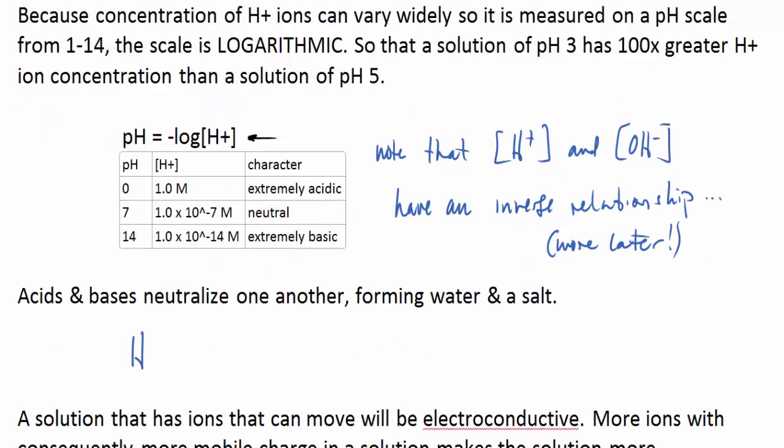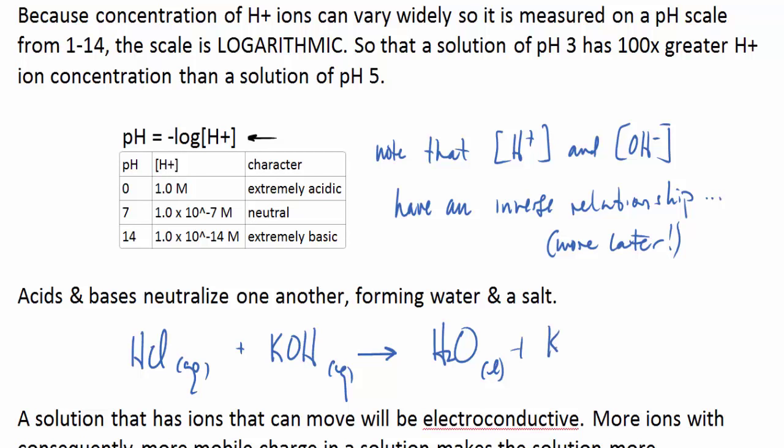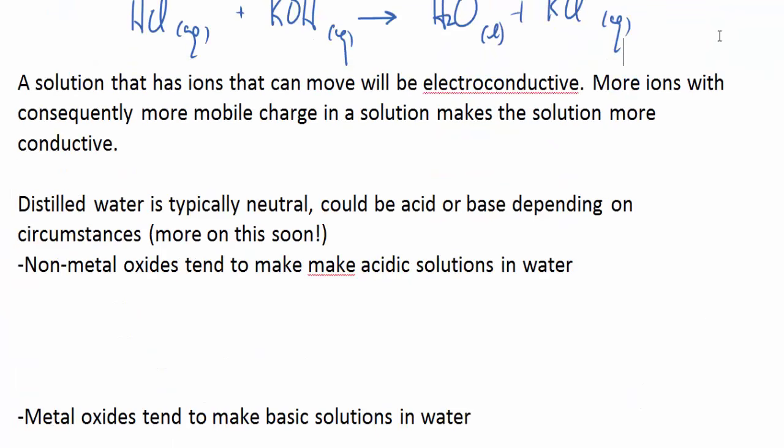One of the essential features of acids and bases is that they neutralize one another, forming water and a salt. Here we have the reaction between hydrochloric acid, hydrogen chloride dissolved in water, and potassium hydroxide, forming liquid water and potassium chloride. There's water being formed and the salt, in this case potassium chloride. A solution that has ions that can move we call electroconductive. More ions with more mobile charge makes the solution more conductive.